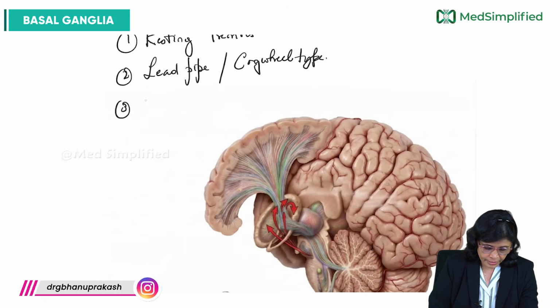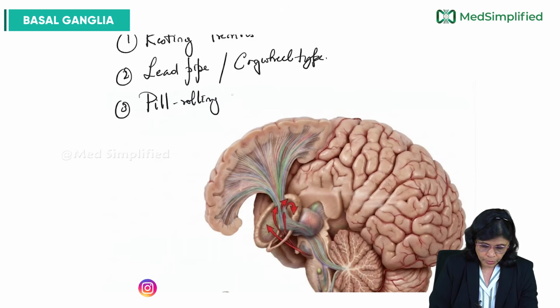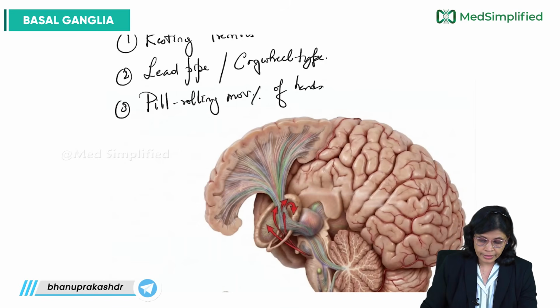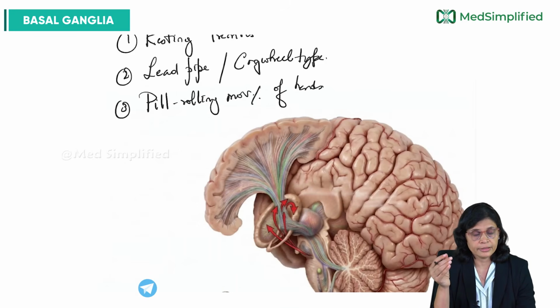Then we have the third, pill rolling movements of hands. So what is the pill rolling movement of hand? Here the patient will be rolling the thumb and the index finger, especially when they are in the resting tremors, during the resting tremors.